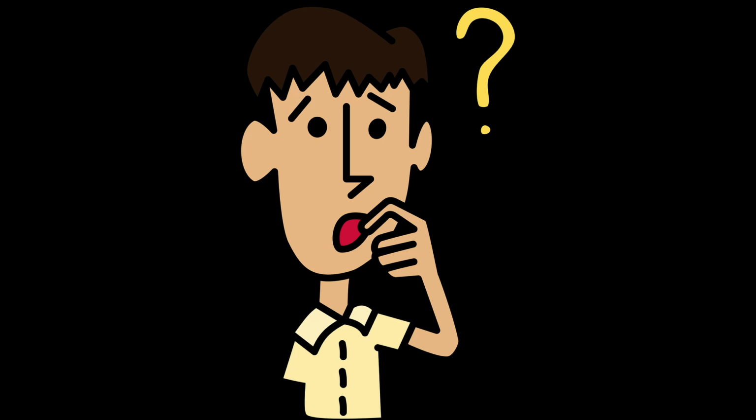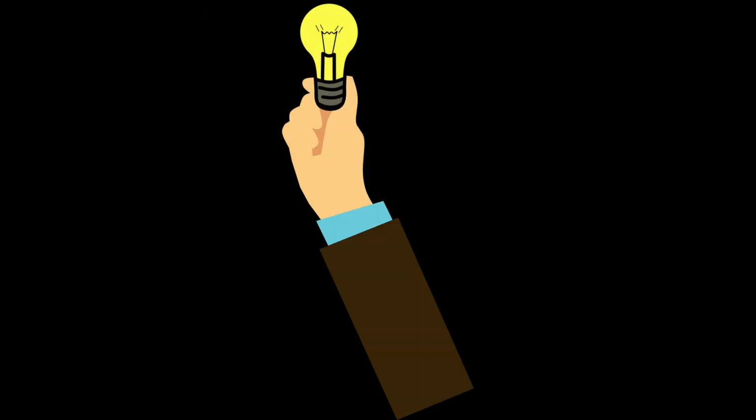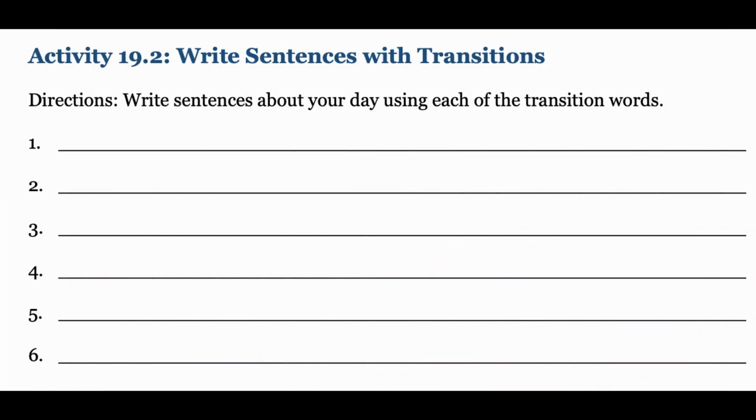Well, how did you do? I suspect you are finally beginning to grasp transitions. Now comes the real test. In activity 19.2, your task is to write 6 sentences using transitions on your own. Now, these sentences are about your day, and each sentence has to have a transition word that demonstrates the sequence of events in your day. Try to keep your sentences short.